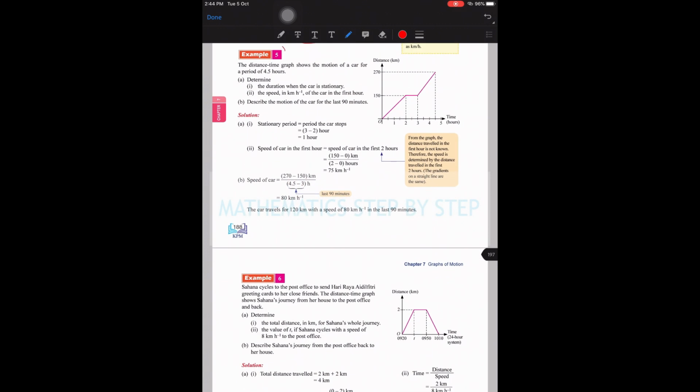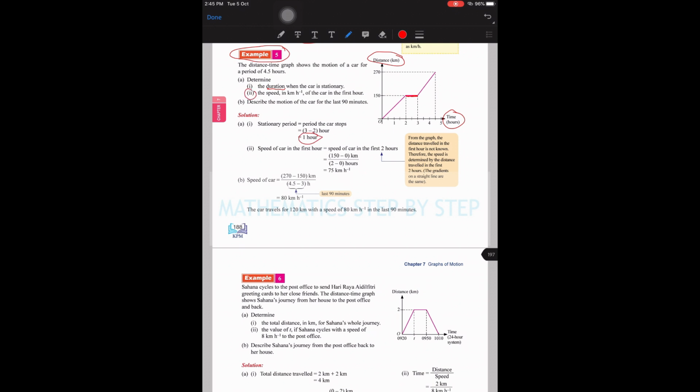Then now let's go through example 5 together. The distance time graph shows the motion of a car for a period of 4.5 hours, okay? Determine the duration when the car is stationary. So now we can see that this part of the graph is with 0 gradient, so meaning the car is at rest from the 2nd hour to the 3rd hour, okay? So the stationary period will be 1 hour, okay?